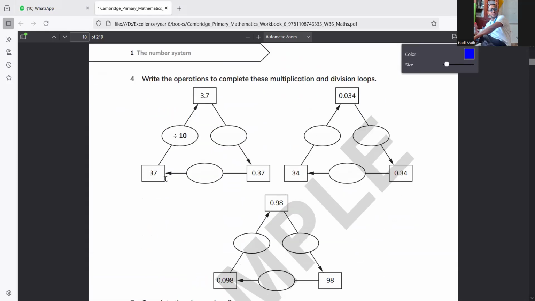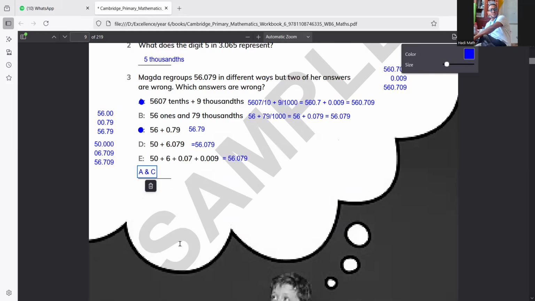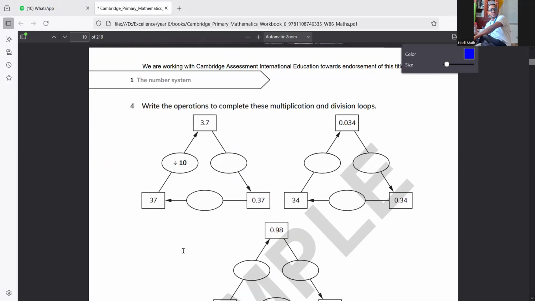This question, they say write the operation to complete these multiplication and division loops. Look, 37 divided by 10 is equal to 3.7. Put the decimal point after one digit. Then they said multiply or divide a number to get 37. It was 3.7, so the decimal point moved to the left one place. So you divide by what? You divide it by 10.